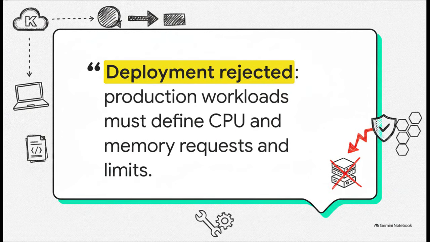Imagine one of your developers submits a YAML file, but they forget to set resource limits. A validating webhook is going to immediately reject that request. It'll throw a wall of red text right back at their terminal saying something like, deployment rejected, production workloads must define CPU and memory requests and limits. Boom. The developer is forced to go back, fix the manifest themselves, and try again.